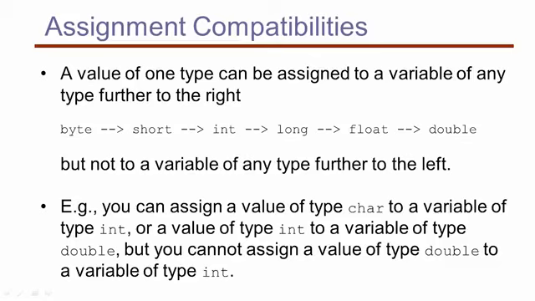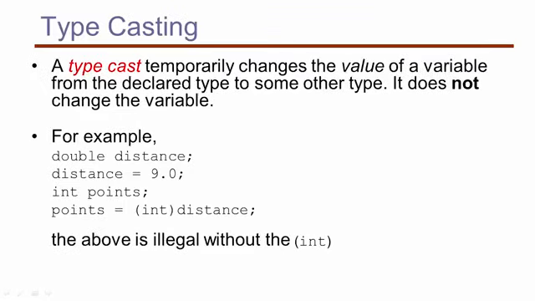If you ever want to assign a value to a variable whose type is to the left, you can only do so by using a typecast. A typecast will change the value from one type to another type, even if that conversion may lose information. But you have to explicitly state that you want that conversion to happen. The way to specify a typecast is to specify the desired type inside parens in front of the value you want converted. In this example, we have a floating point value 9.0 assigned to the double variable distance.